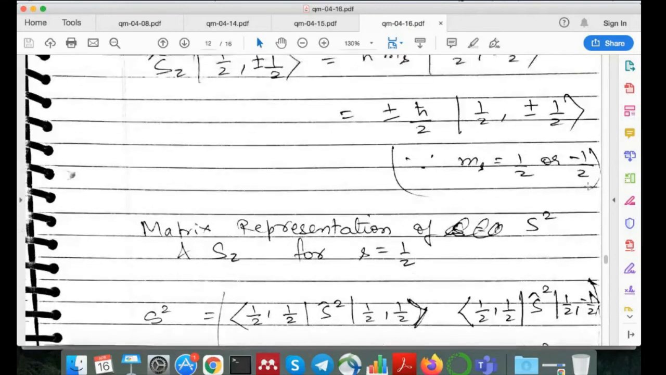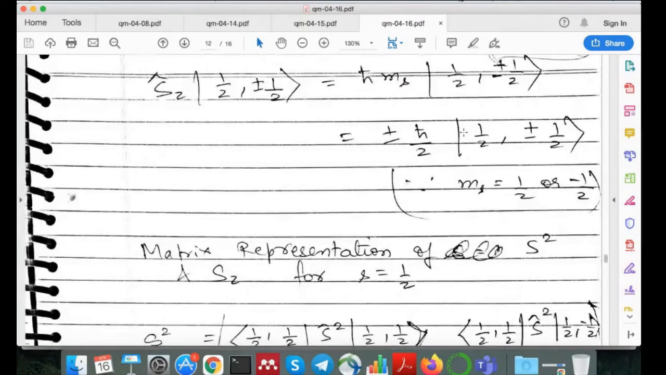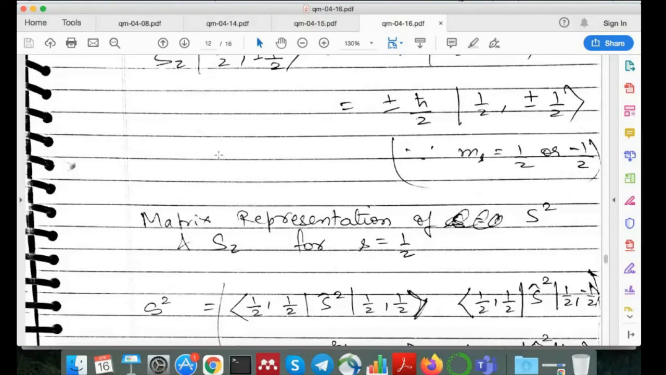One thing you can notice is that because ms can take two values, half and minus half, the matrices of these operators will be 2 cross 2 matrices. For S equal to 3 by 2, ms can take 5 values, and in that case the matrix would be a 5 cross 5 matrix. No, wait. For S equal to 3 by 2, sorry, it will be a 4 cross 4 matrix, because ms can take 4 values for S equal to 3 by 2. I hope you get why I'm saying ms can take 4 values.